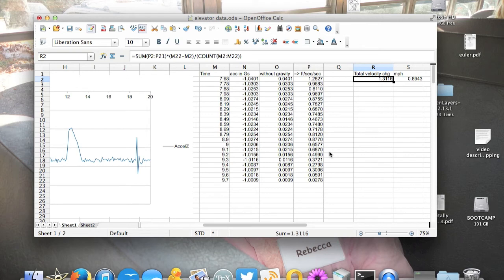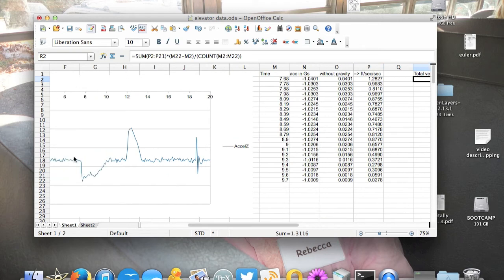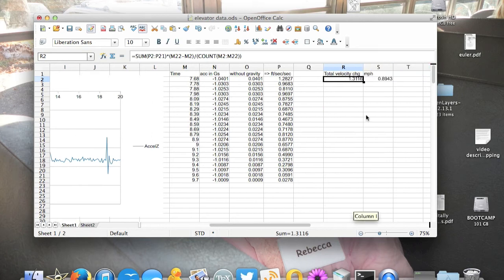That is to say, this is how much my velocity changed in total during this little burst of acceleration. Since I started out at rest, that means this number is the velocity that the elevator was moving while it was going from one floor to the next. In feet per second, 1.3 feet per second, not very fast. Just for fun, I converted that to miles per hour: 0.89 miles per hour. Again, not terribly fast, but it's kind of cool, I think, that you can actually do this, measure how fast the elevator is going.